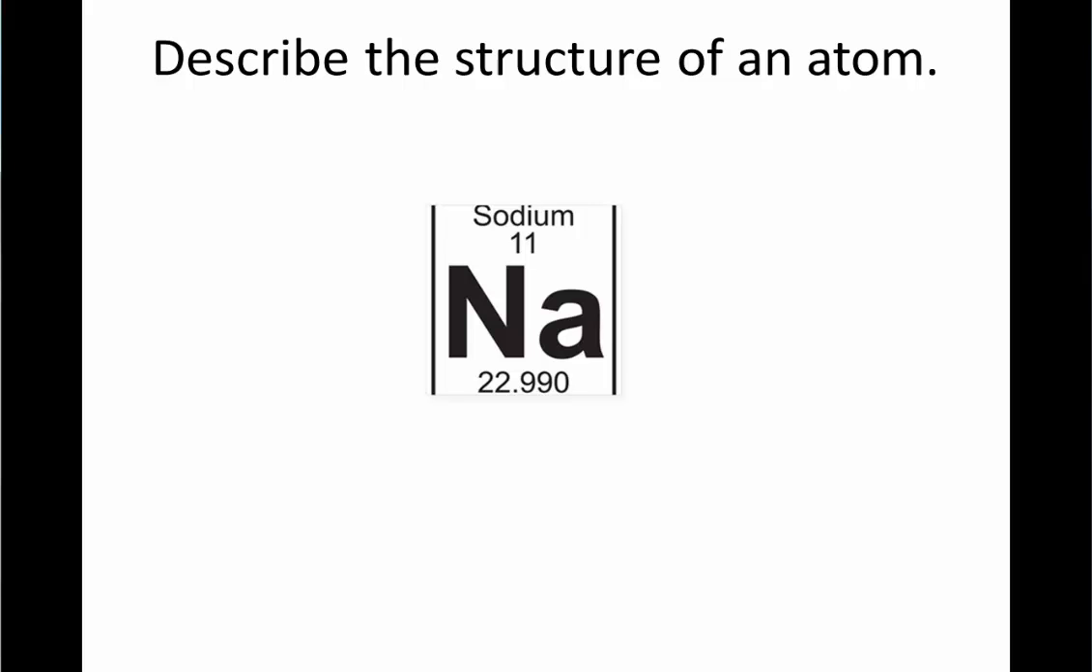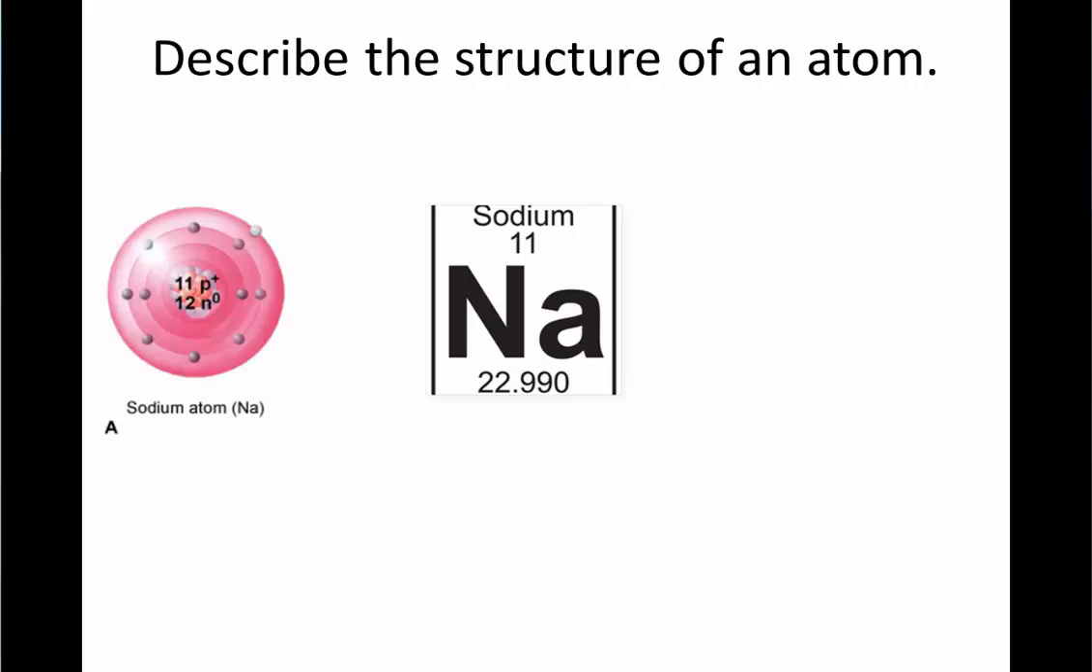Sodium on the periodic table has the symbol Na. And then we have a couple other numbers here. We have the 11, which is the atomic number for sodium. It is the 11th element in the periodic table. And then we have this 22.990, which is the atomic mass of sodium. And so what do these numbers represent?